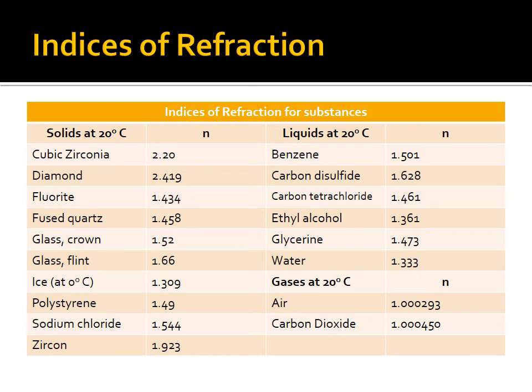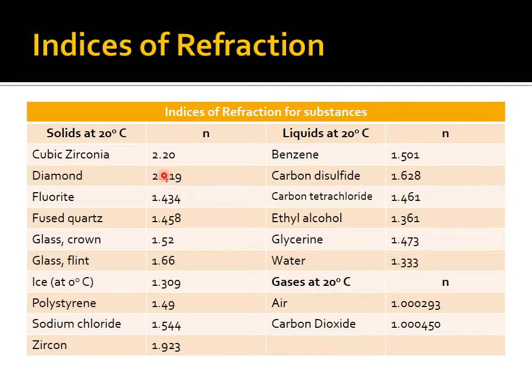Here's a huge table full of different indices of refraction for various substances through which light can travel. You should probably write those down, because you're going to need to know them. Not every problem will tell you exactly what the index of refraction is. It might say light enters a diamond from air, so you need to know that the index of refraction for a diamond is 2.419.